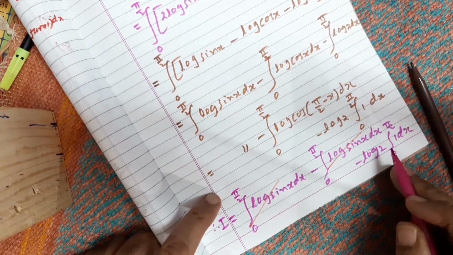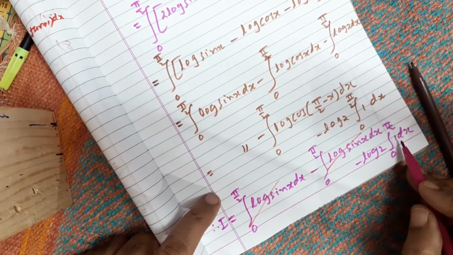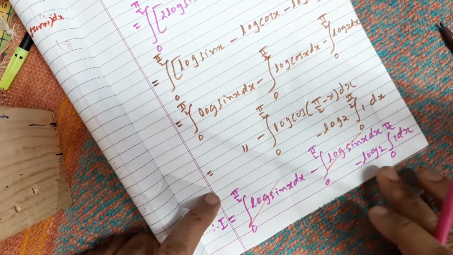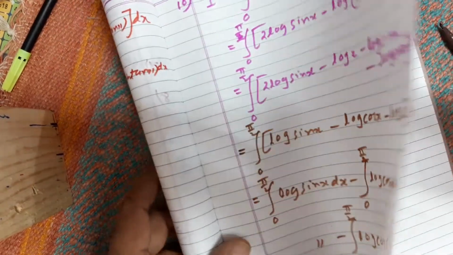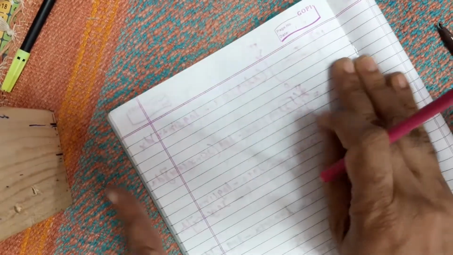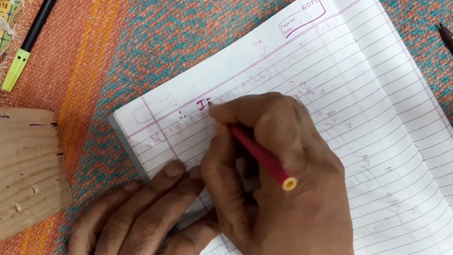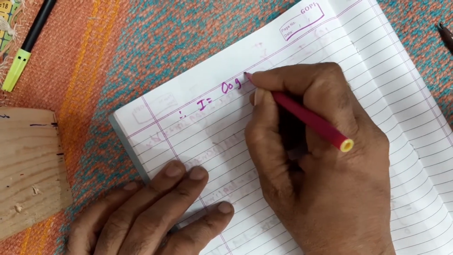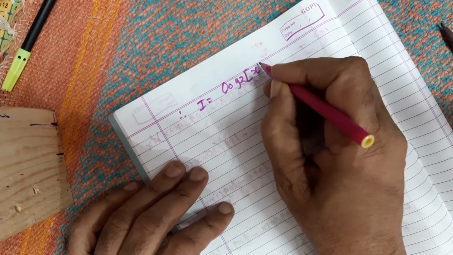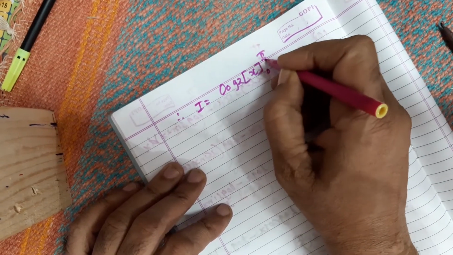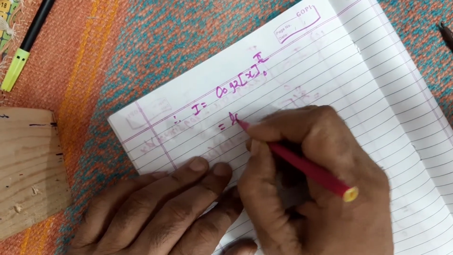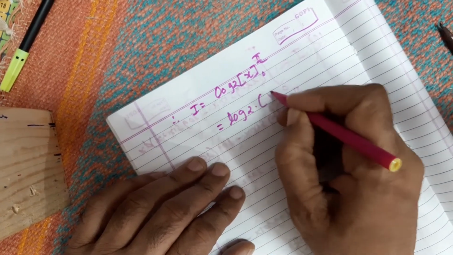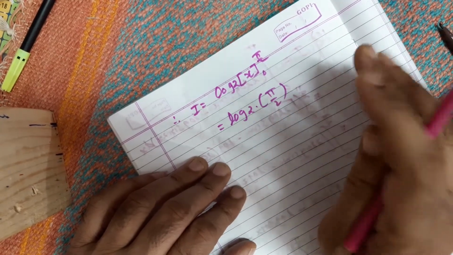Now you can take integration over here. What will be the integral of 1? x. So I am writing on the next page. So log 2 into x from 0 to pi by 2, isn't it? Okay, therefore I is equal to log 2 into x from 0 to pi by 2. Now I apply the limits, upper limit and lower limit. So it will be log 2 into pi by 2 minus 0, no need to write.